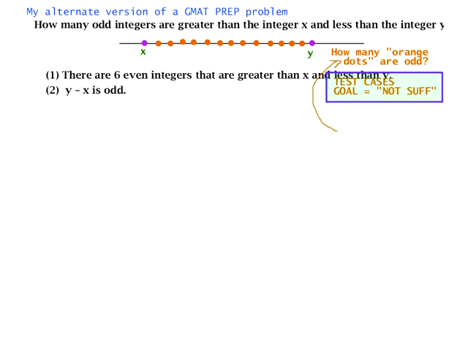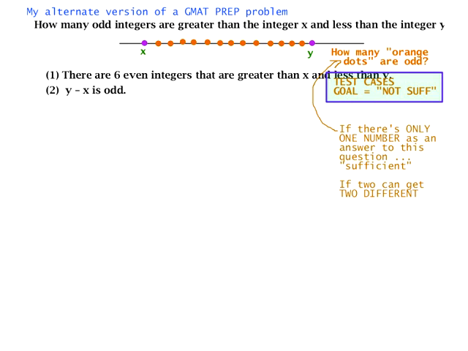Well, the goal: if there's only one answer to this question, then that's sufficient. And if you can get two numbers, I mean, really two or more, but as soon as you find two, you are done, then that's not sufficient. That's a typo.